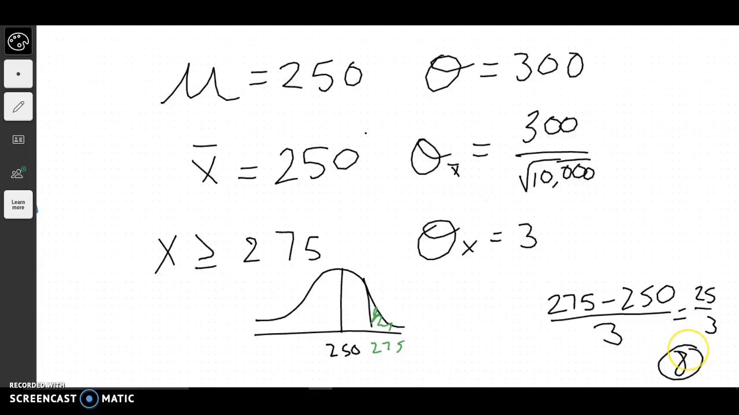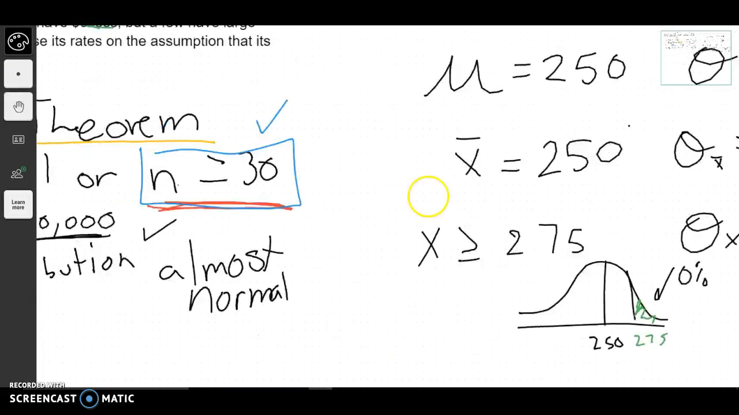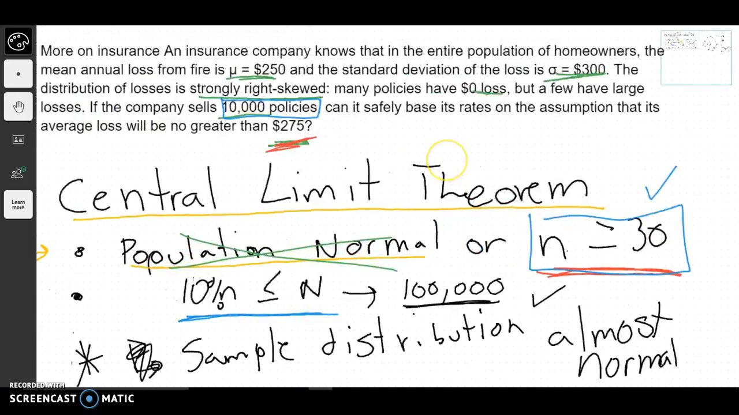Because 8 standard deviations away should be 0%. It probably has a little bit of a percentage, but so small that you'd never even find it. So we would be safe. This insurance company could pretty much guarantee that if they charged people $275, they would always guarantee themselves a profit. And that's kind of how we want to do things today.